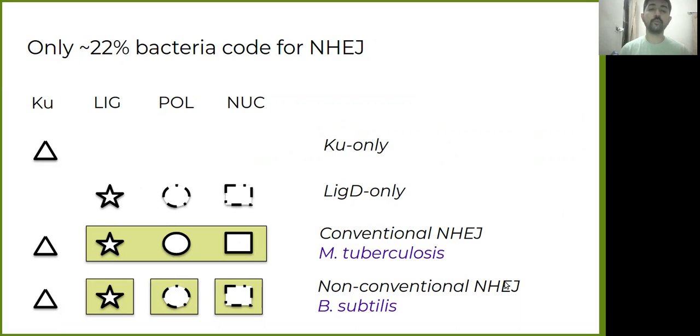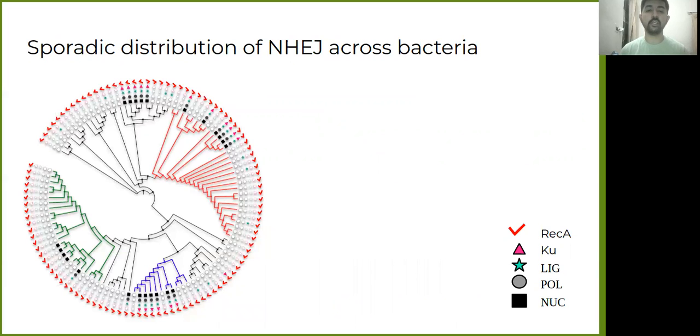Given these 22% of bacteria, we then tried to identify if there is any pattern associated with them. For that, we constructed a phylogeny. What I'm showing you here are just representative organisms, and the branches are color-coded on the basis of the phylum or clade to which they belong. I'm only showing you three clades: red, green, and blue. We overlaid the presence and absence information of these four domains involved in NHEJ, along with the presence and absence information of RecA, a protein involved in homologous recombination that acted as our positive control.